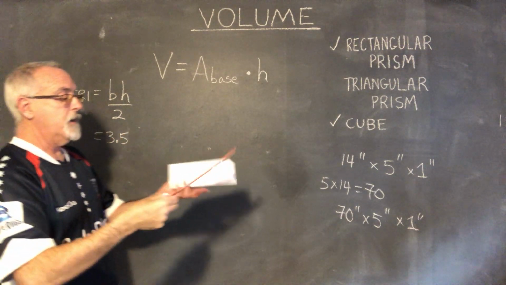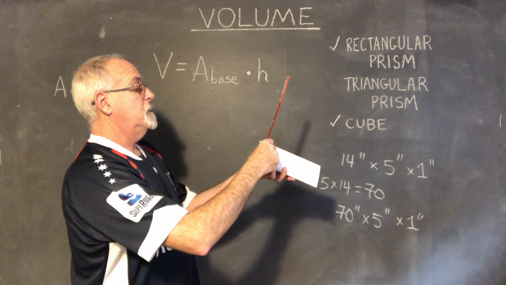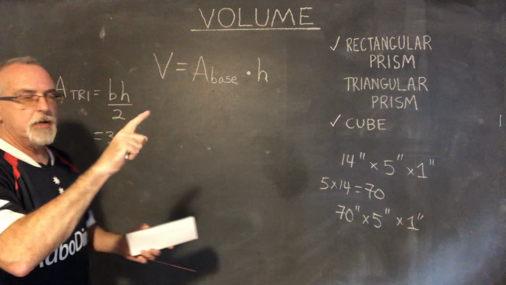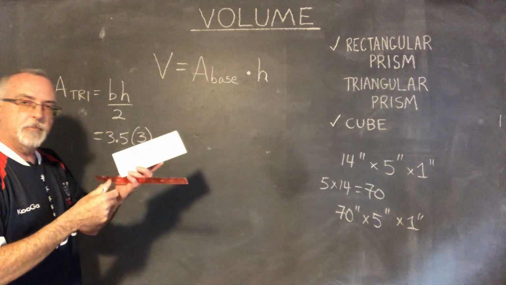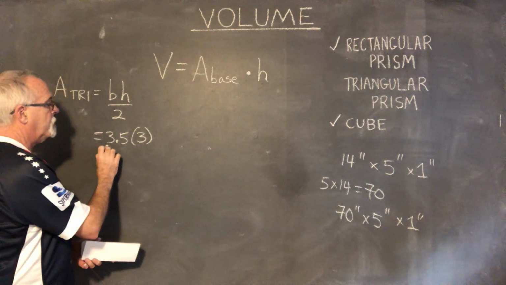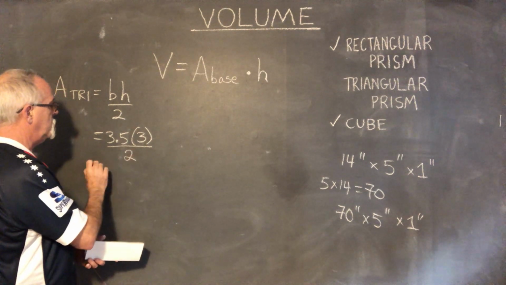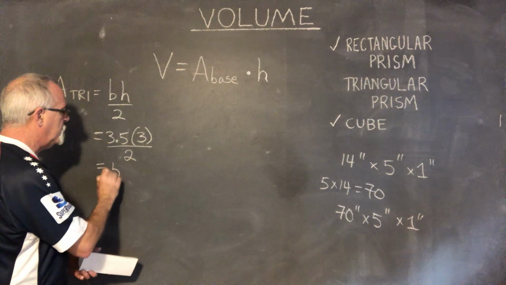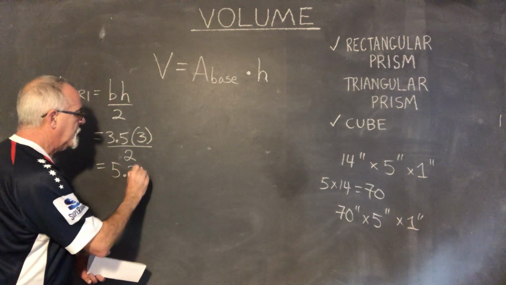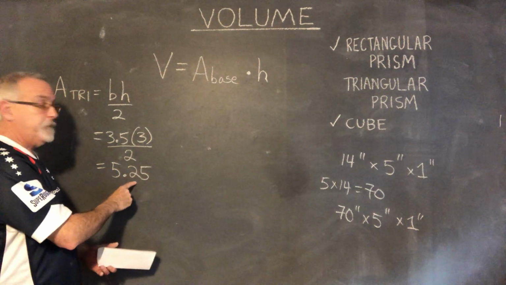And the height of the triangle is about 3, so that's measured. I don't know if it's perfect, but I don't care. I'm just going to use the measured value. And so I have 3.5 times 3 divided by 2. That's going to be 10.5 divided by 2. It's going to be 5.25. And I can get that without having to round, and I'm glad because I'm not finished.